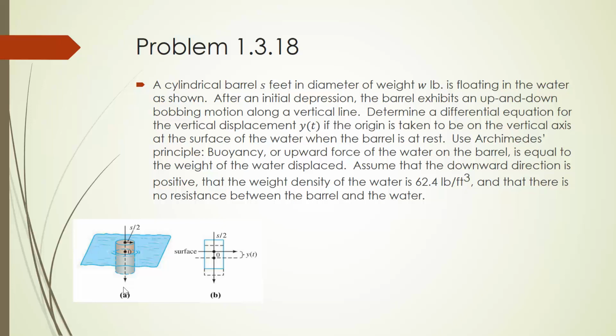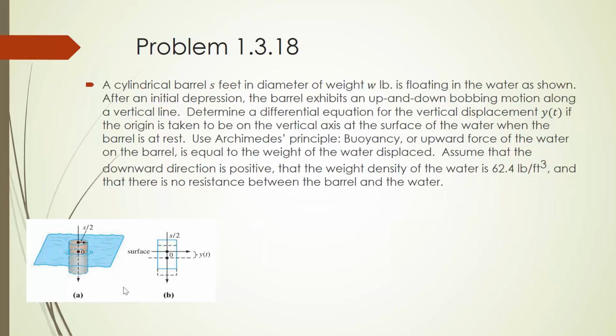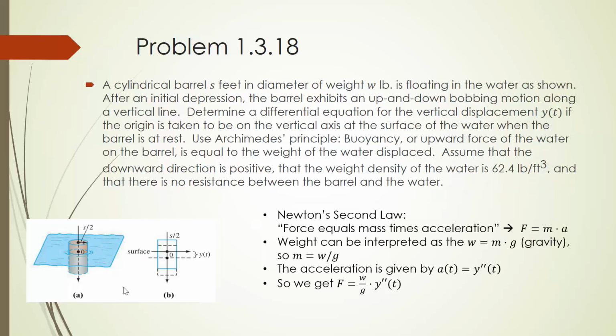We're going to assume that the weight density of water is 62.4 pounds per cubic foot, and that there is no resistance between the barrel and the water. All right. So before we begin, we're actually going to use Newton's second law. And the second law is force is equal to mass times acceleration. So we have force is equal to mass times acceleration.